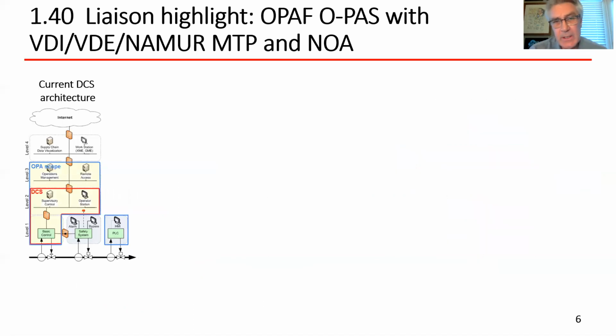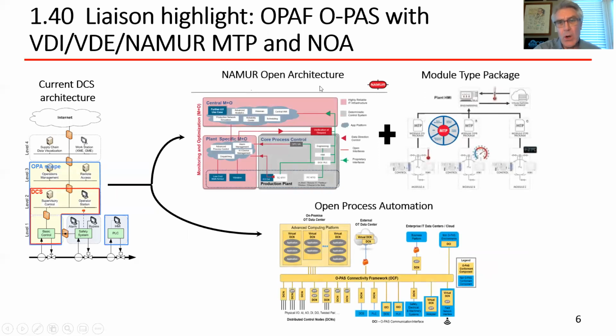Now, I'd like to shift gears here and talk about a key liaison activity, which is OPAF's relationship with the Module Type Package and the NAMUR Open Architecture initiatives. So let me start the story by saying there's broad consensus of a desire for change and improvements to currently available distributed control system technology, which is depicted here on the left. What is apparent out there is it looks like there's two ways of proceeding. There's a branching activity here. And the two paths are the NAMUR Open Architecture and Module Type Package.